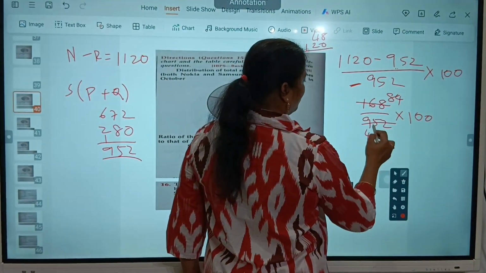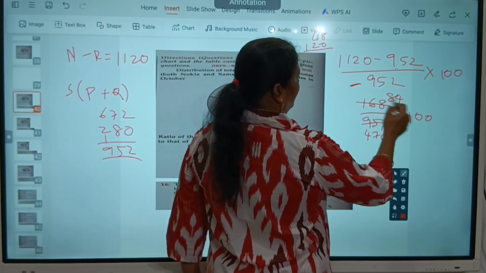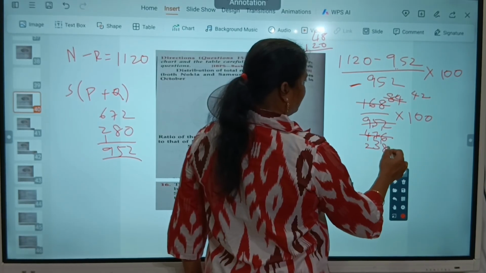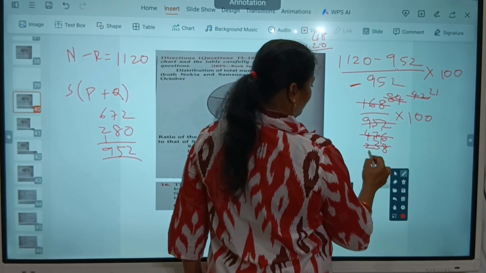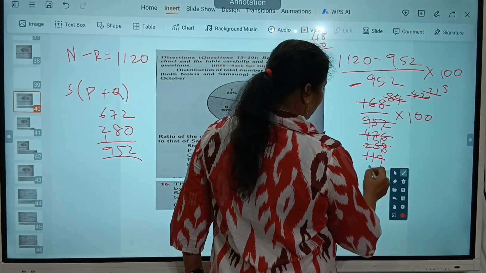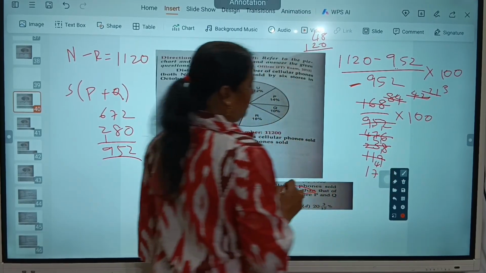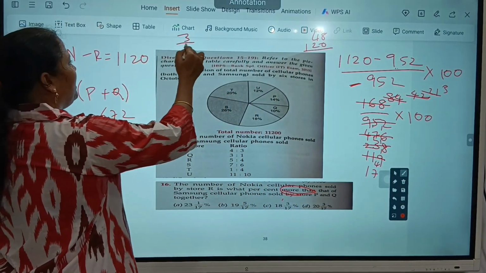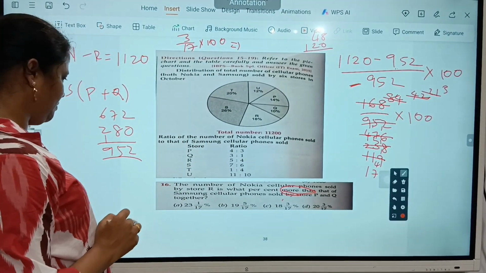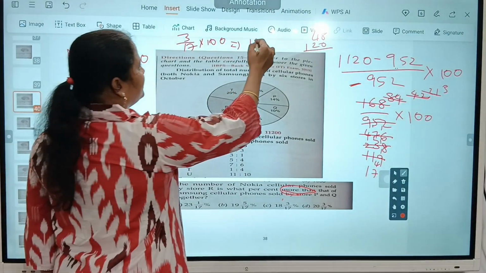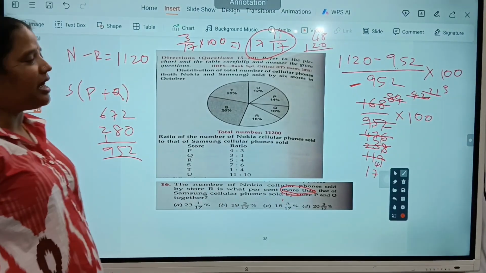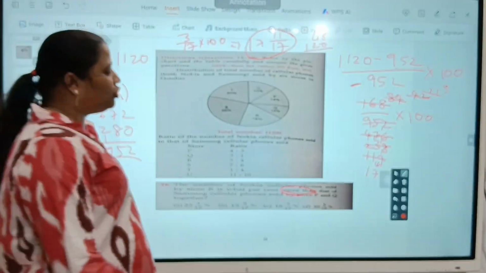Dividing by common factors, we got 3 by 17 into 100. This we have to change into fraction form. This is nothing but 17 11 by 17. And this option is not there in any option. So none of these will be the correct answer in the exam. We will move to another question now.